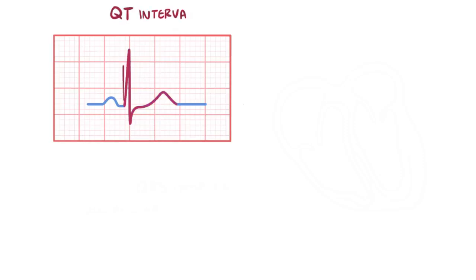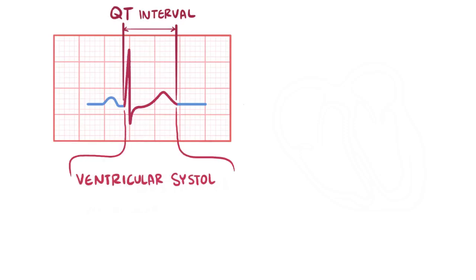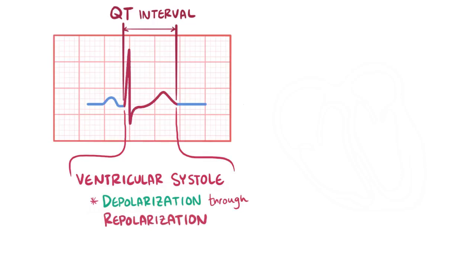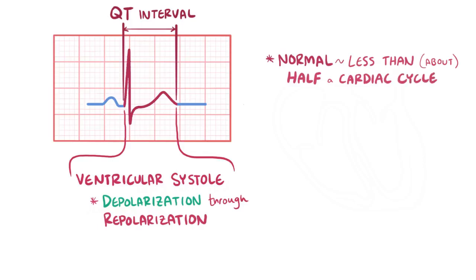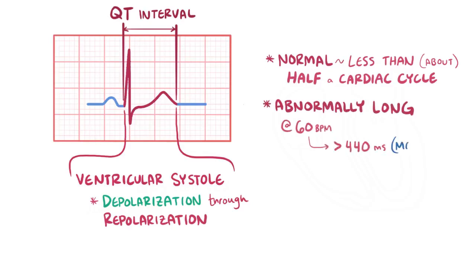Finally, the QT interval spans from the beginning of the QRS complex to the end of the T wave, and it represents ventricular systole, meaning the entire span from depolarization through repolarization. Normally, the QT interval should be less than half a cardiac cycle. In fact, for a heart rate of 60 beats per minute, the QT interval is generally considered to be abnormally long when it's greater than 440 milliseconds in men or 460 milliseconds in women.